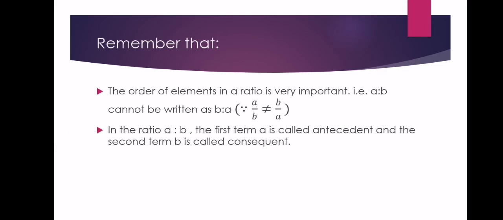Secondly, in the ratio A ratio B, the first term, or the term which comes first, is called antecedent. So here, since we are talking about A ratio B, the first term, that is A, is called antecedent, and the second term, that is B, is called consequent.